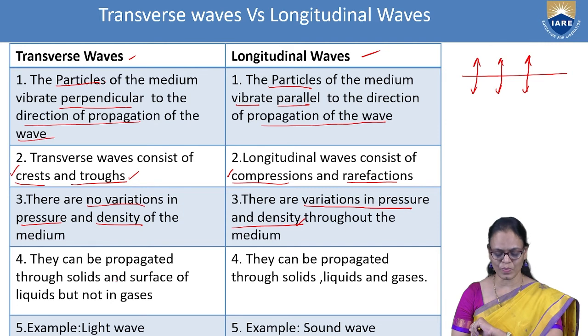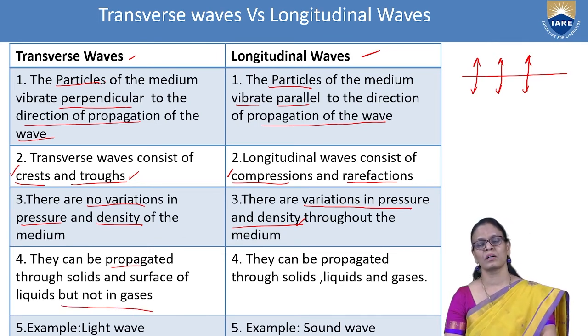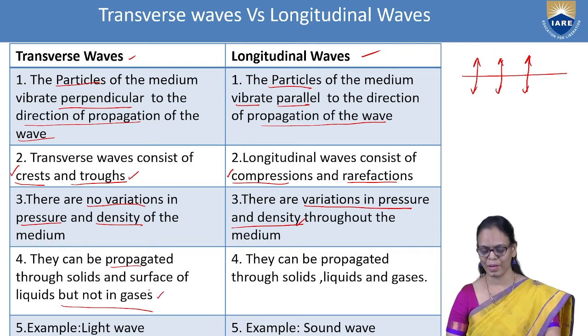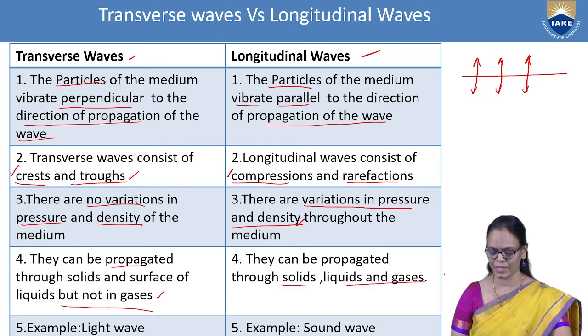Now, transverse waves can be propagated through solids and surfaces of liquids, but not in gases. You do not see transverse waves passing through gases. But longitudinal waves can pass through solids, liquids and gases. So, for example, a light wave is transverse, and here it is a sound wave.